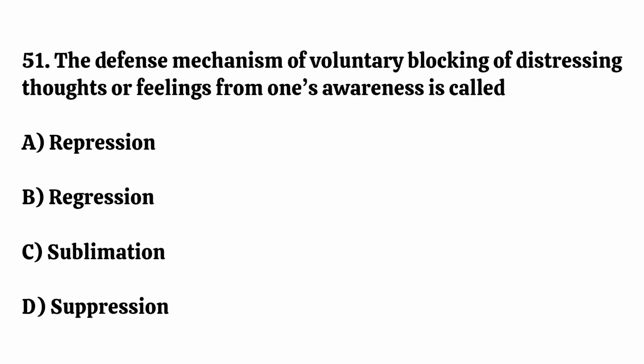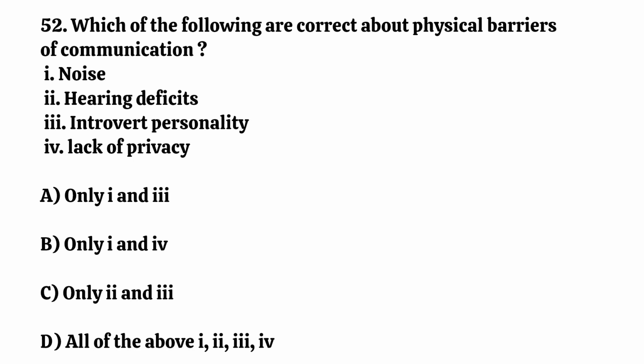Next, the defense mechanism of voluntary blocking of distressing thoughts or feelings from one's awareness is called A. Repression, B. Regression, C. Sublimation, D. Suppression. Answer is option D. Suppression.